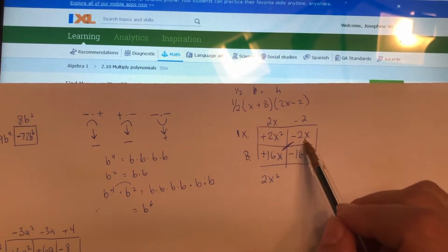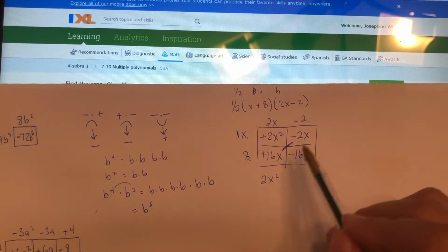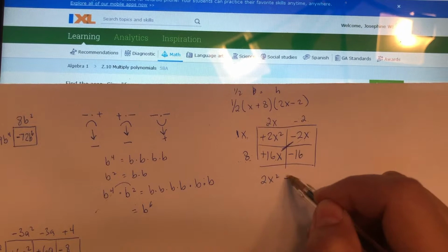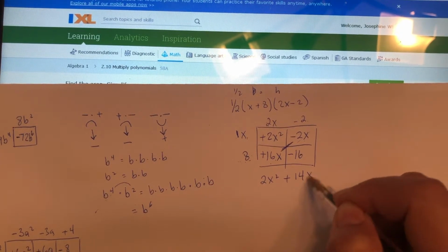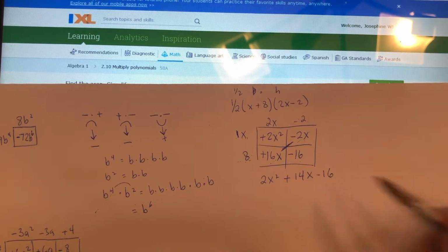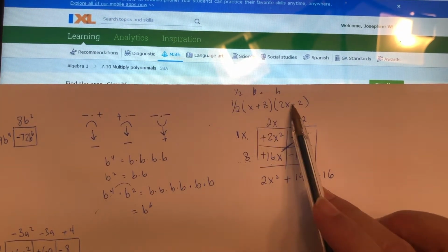And I got positives meeting negatives. What's going to happen? They're going to fight. And what's going to happen when they fight? They're going to die. Who's going to win? Positives are going to win by, they lose 2 people. So what's that? 14. And then this is by itself. Okay. Now remember, this times this is this.